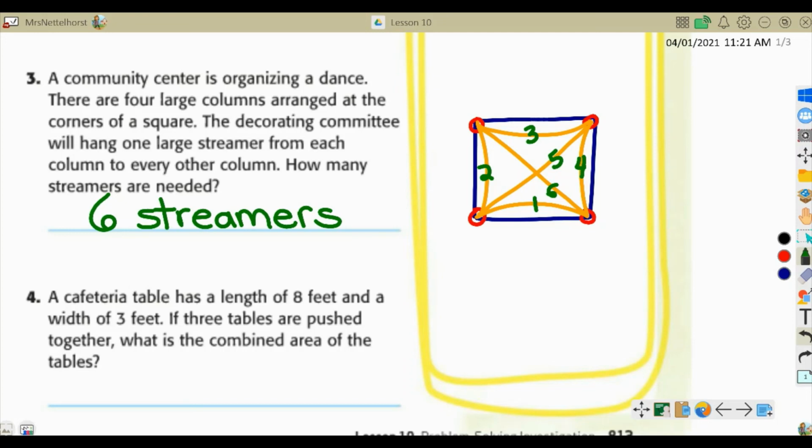So again, we went from this column to this column, that was 1. We went from this column to this column, that was 2. We went from this column to this column, that was 3. Then we strung from this column to this column, that was 4. Then we went across on the diagonal, so that's 5 and 6. And I did them opposite, but anyway, it still comes out to 6 streamers.